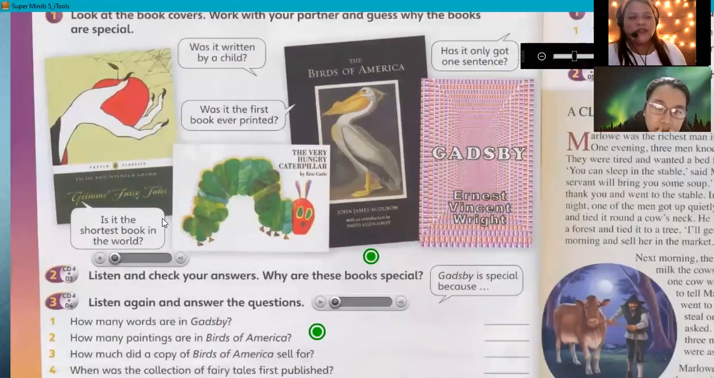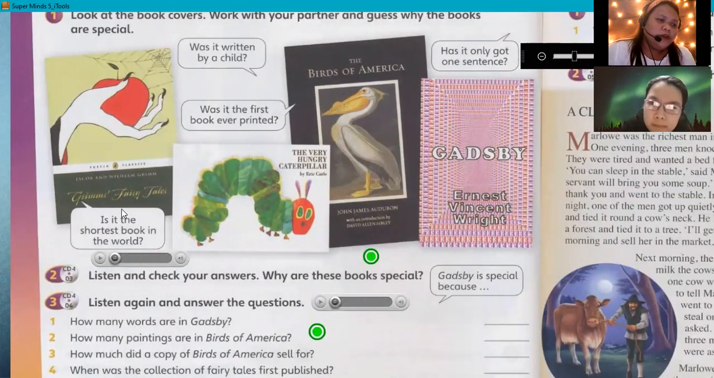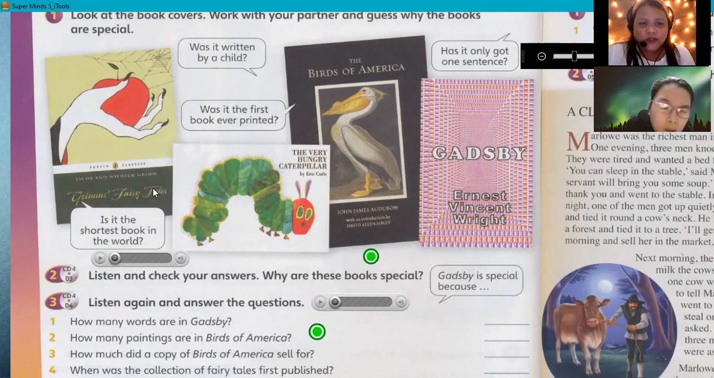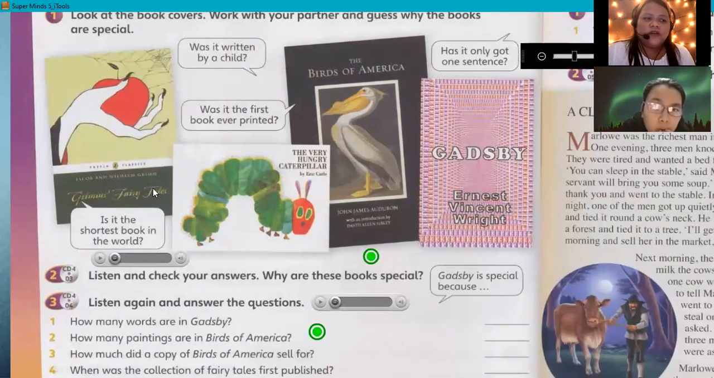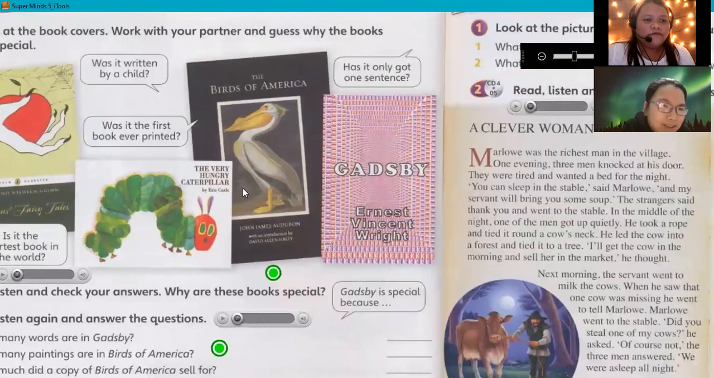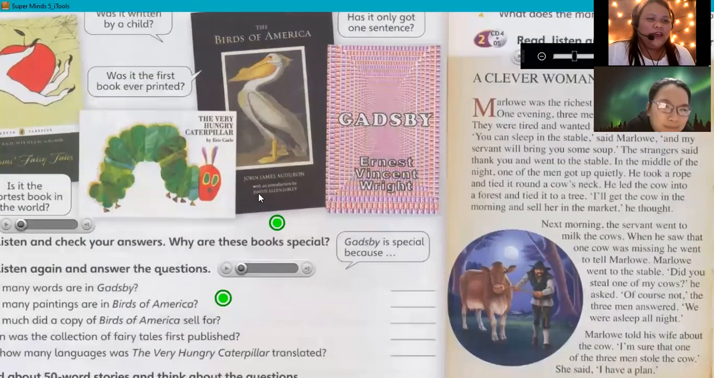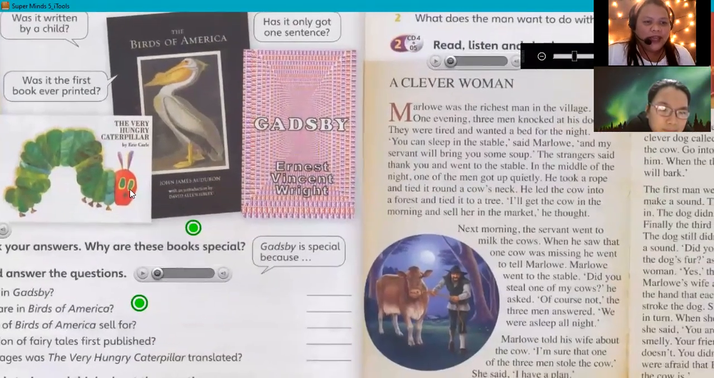Okay, so this is the book Grimm's Fairy Tales. It is composed of a lot of fairy tales in just one book. One of them is Snow White and the Seven Dwarfs. I just recognized that that's the hand of the witch giving the apple to Snow White. Yes. And then this one, The Very Hungry Caterpillar, The Birds of America, and Gadsby.